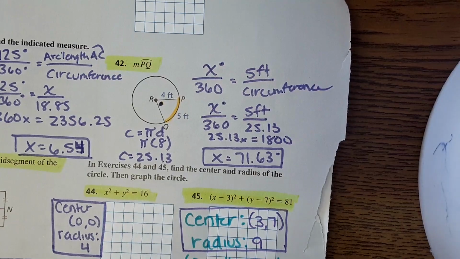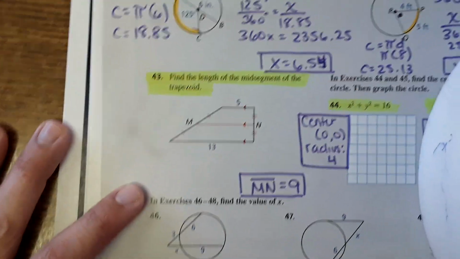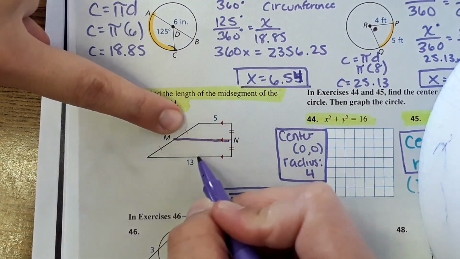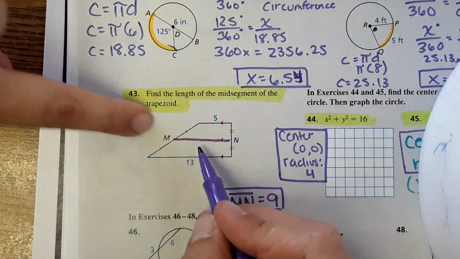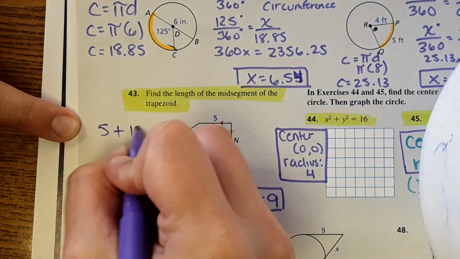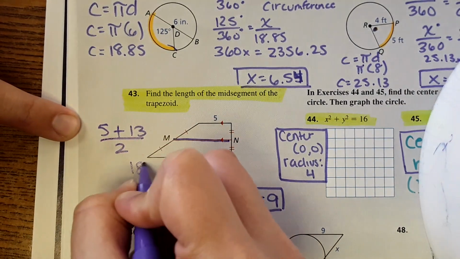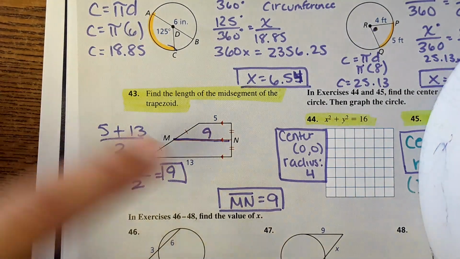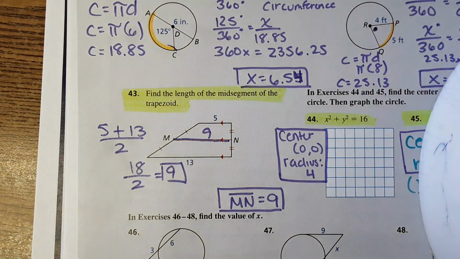Okay, next one, mid-segment. Now it gets easy again. To find the length of the mid-segment here, this is the average of these two numbers. So if the middle number of 5 and 13 jumps out at you, great. If it doesn't, you can add 5 plus 13, divide by 2. 18 divided by 2 is 9. So that is the length of that segment. So MN is 9.